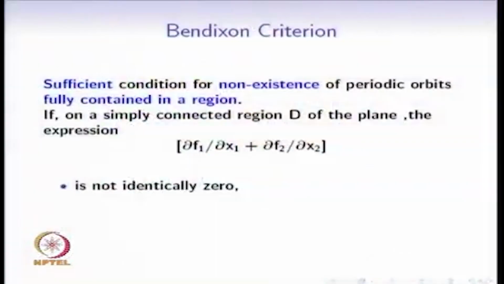Please note that this is only a sufficient condition for existence of a periodic orbit. Of course, there can be non-unique periodic orbits, there can also be a continuum of periodic orbits, which we will see very soon. Another important criterion in this situation is the so-called Bendixson criterion.